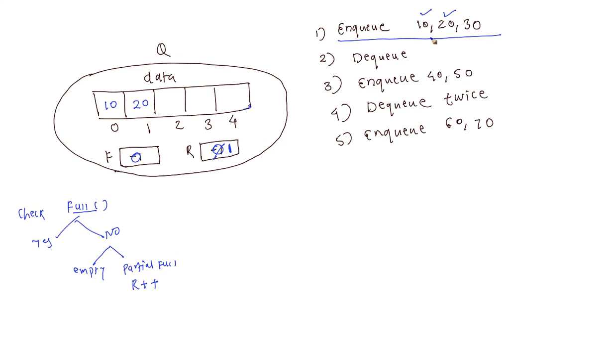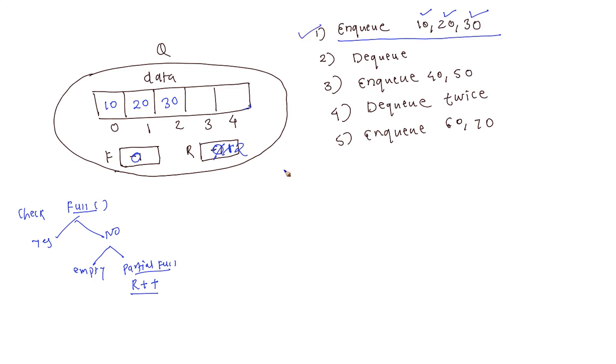So in this case, the queue is not full. It's not empty also because R is not -1. Then it's partially full. When it is partially full, simply increment R by 1. R was 1, it becomes 2. First increment R by 1, because if R is 1 the element is present on location 1. The next element will go on the next empty location, which is location 2. That's why first increment R by 1, then go to that location in the data array and insert the number there. So 30 will be inserted here. This NQ operation is over.